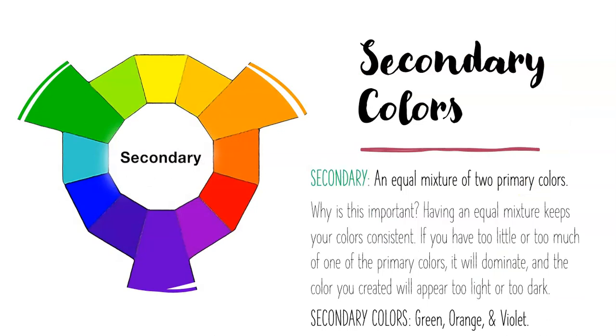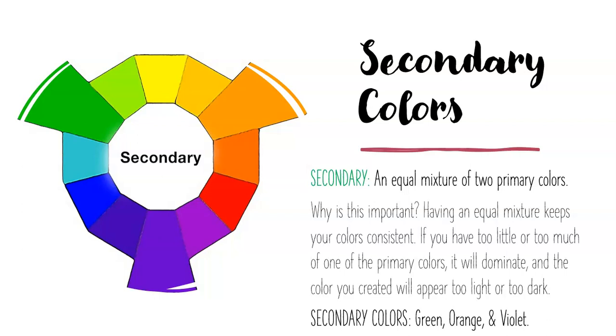And those colors are called secondary colors. They are an equal mixture of two primary colors. So they're the ones that are standing out right here. And why is this important? Having an equal mixture keeps your colors consistent. If you have too little or too much of one of the primary colors, it will then dominate and the color you created will appear too light or too dark. So our secondary colors are green, orange, and violet, or purple as other people call it.